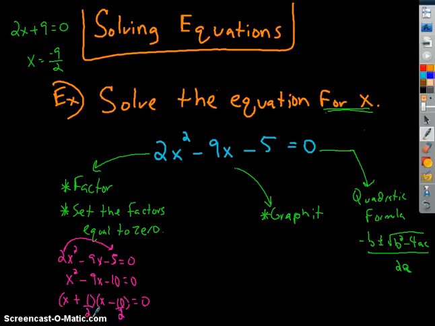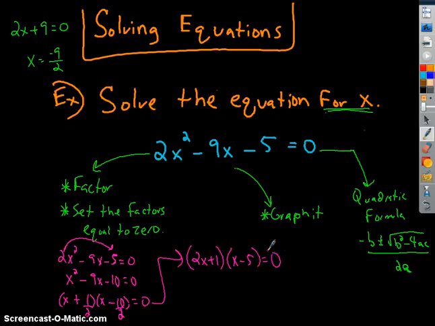So what we have now is x plus 1 over 2. 1 over 2 does not reduce, so the factor becomes 2x plus 1. This says x subtract 10 over 2, but 10 over 2 reduces to be 5. So we get x subtract 5 equals 0.